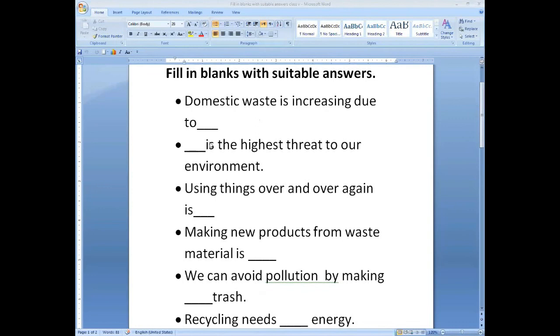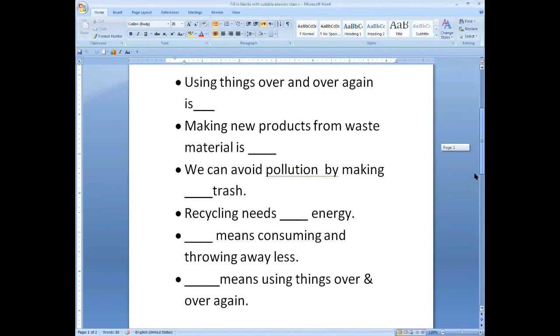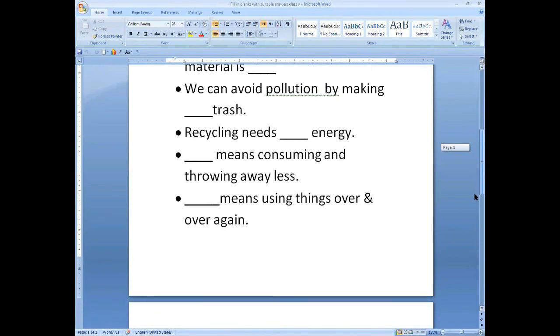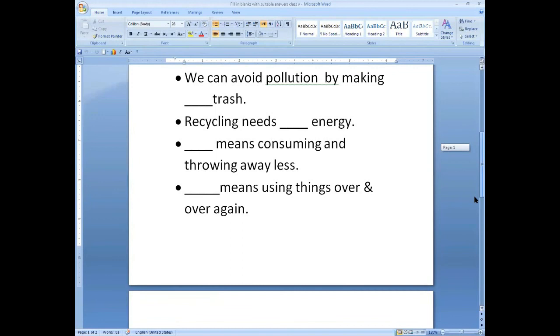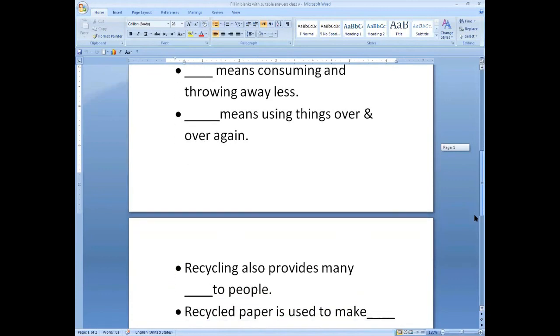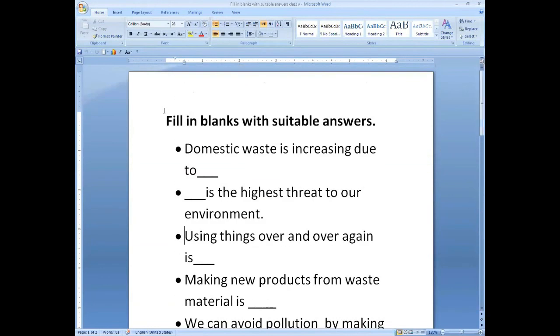First is, domestic waste is increasing due to dash. Second is, dash is the highest threat to our environment. Third is, using things over and over again is dash. Fourth is, making new products from waste material is dash. You can avoid pollution by making dash trash. Recycling needs dash energy. Dash means consuming and throwing away less. Dash means using things over and over again. Recycling also provides many dash to the people. Recycled paper is used to make dash. So these are the blanks which I'm going to share with you. You just screenshot from first page to last page.